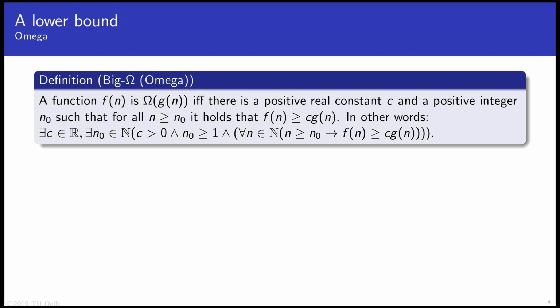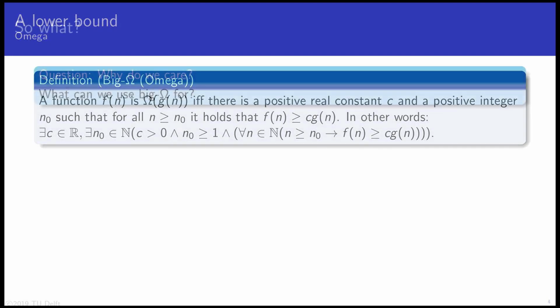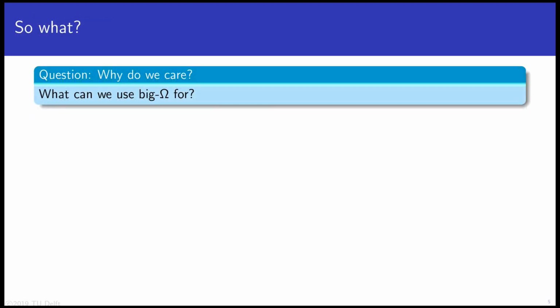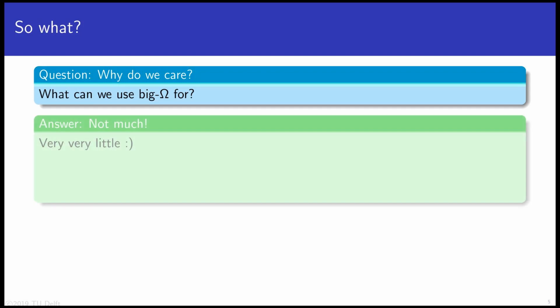So you might now think, okay, that's great, but what can we use this big omega for then? Well, it suffers from the same issues as big O does, in that our simple for loop is also omega 1. It's also lower bound by some constant time function. So in practice then, this big omega isn't all that useful.